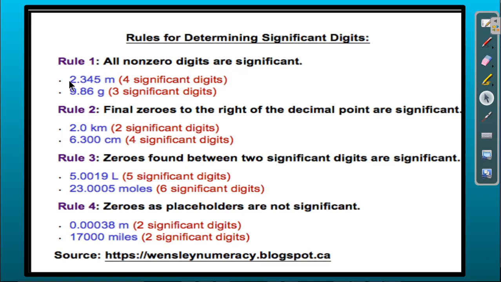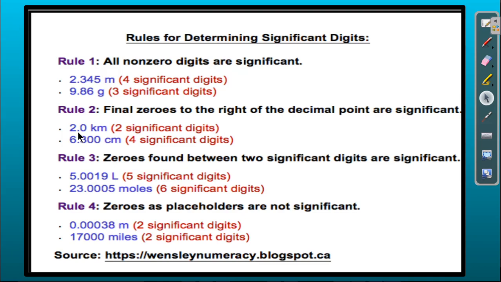So look at this number right here. We don't have any zeros. That means all of them are significant. Count them. 1, 2, 3, 4. 4 significant figures. This one doesn't have any zeros. They are all significant. 1, 2, 3. 3 significant digits. Rule number 2, final zeros to the right of the decimal point are significant.